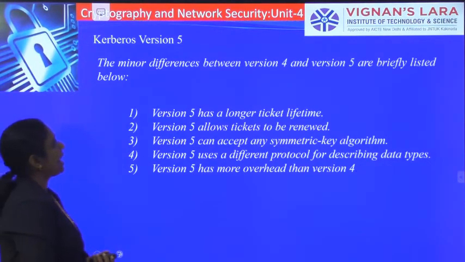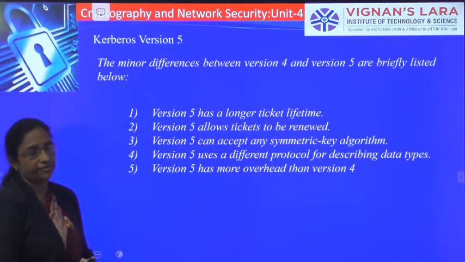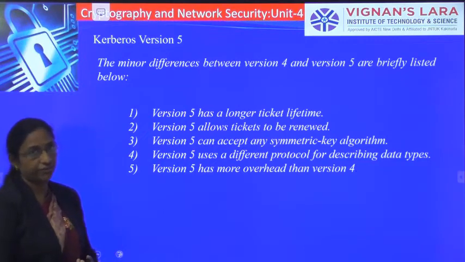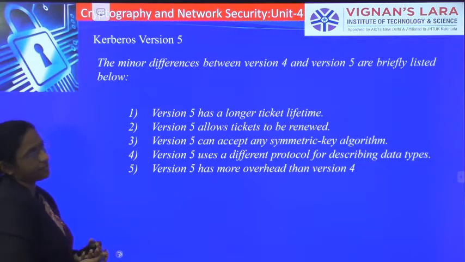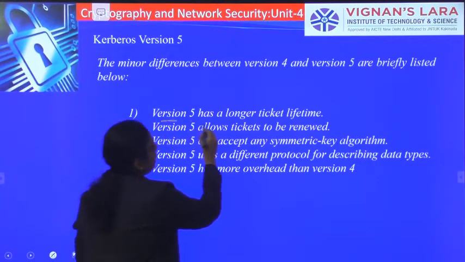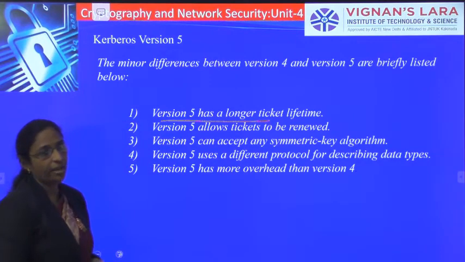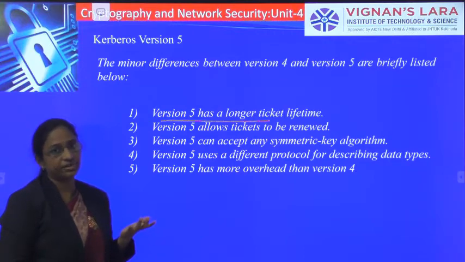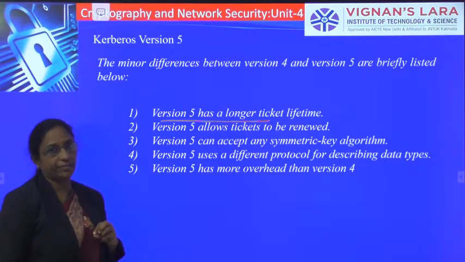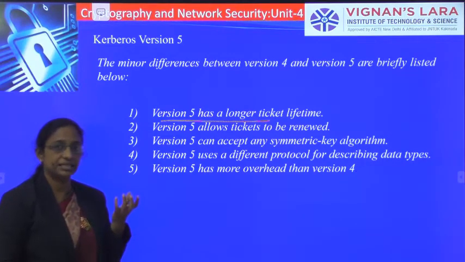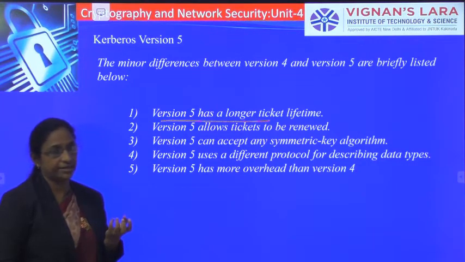Here you have some versions of Kerberos. As we have already said, there are two versions, version 4 and version 5, and there are some differences between them. The first difference is that version 5 has a longer ticket lifetime. The lifetime of the ticket that Alice takes for the server is longer, whereas the version 4 ticket lifetime is very short, about 1 day, 364 hours like that.